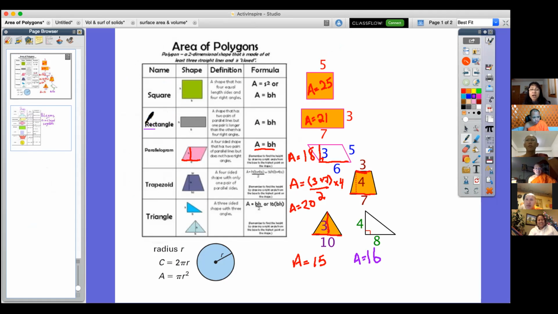Rectangle. Okay. So how do you find the area of a rectangle?